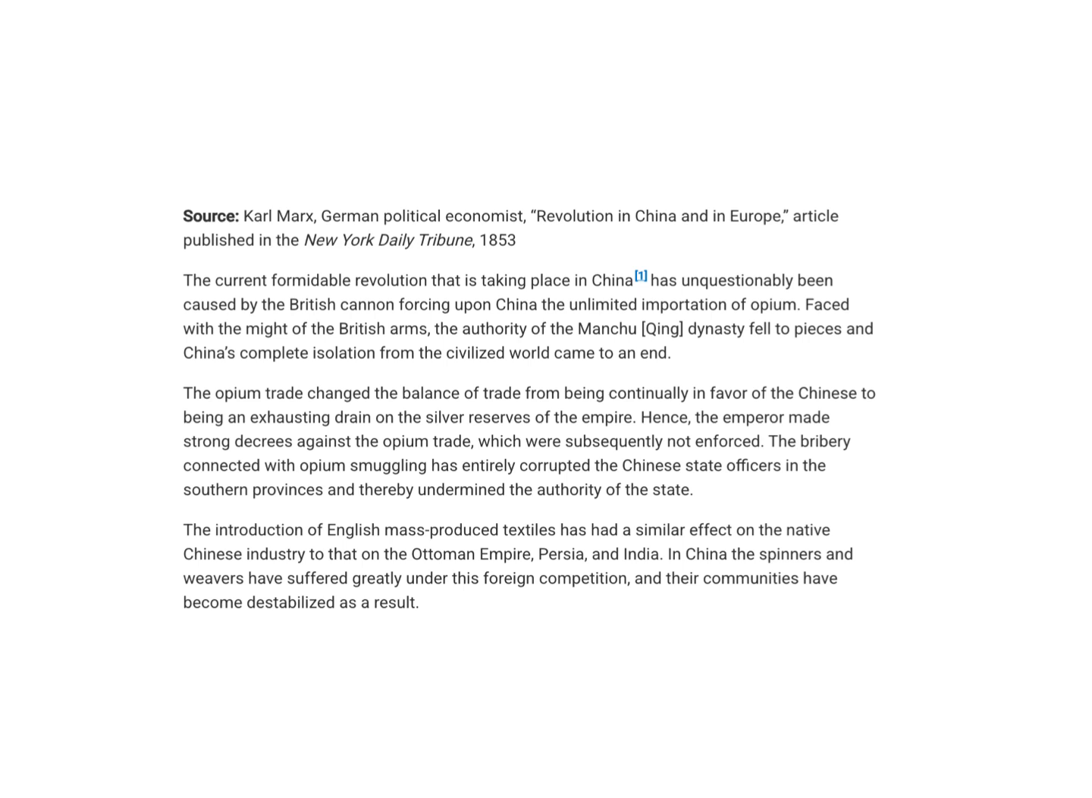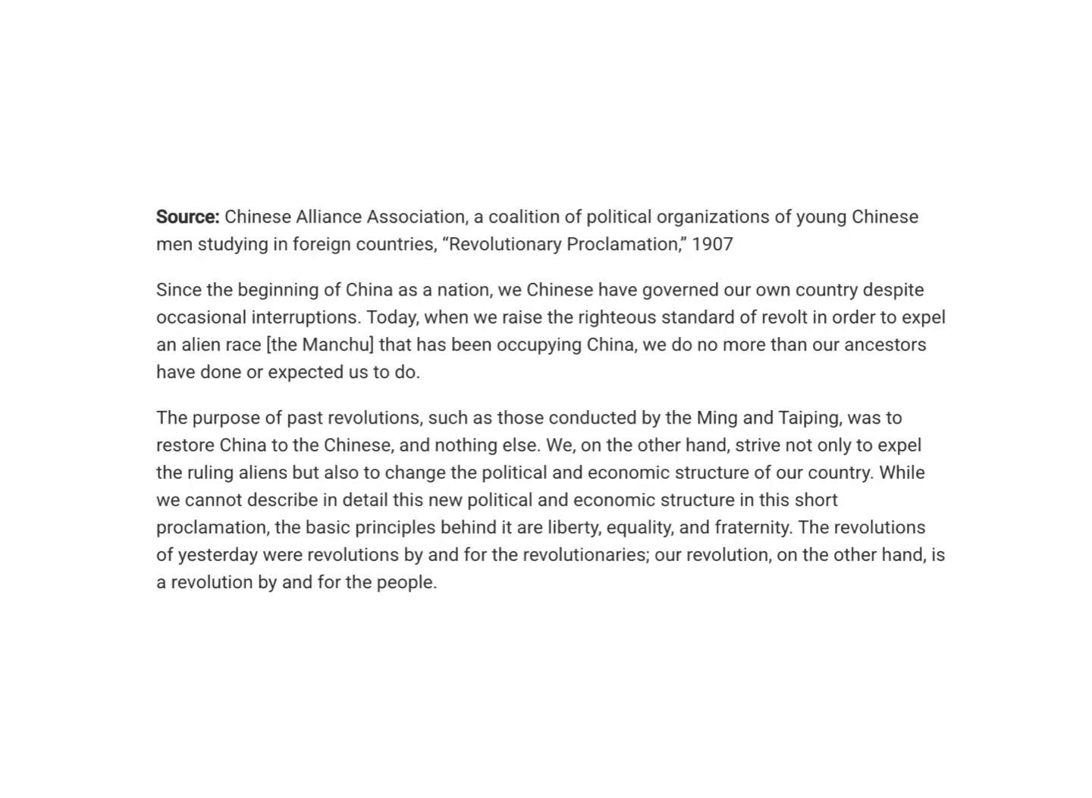And he's talking about, we can see in that first sentence, the formidable revolution that's taking place in China has unquestionably been caused by the British cannon forcing upon China the unlimited importation of opium. So he is going to blame external factors. Pause the video, read the rest of the document, see what else you can see that Marx is saying.